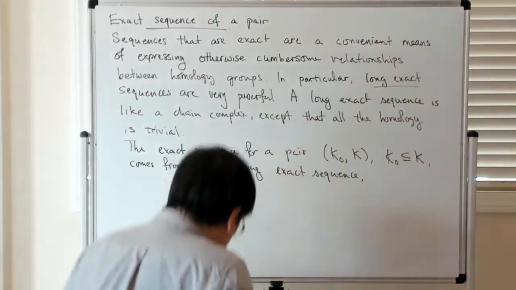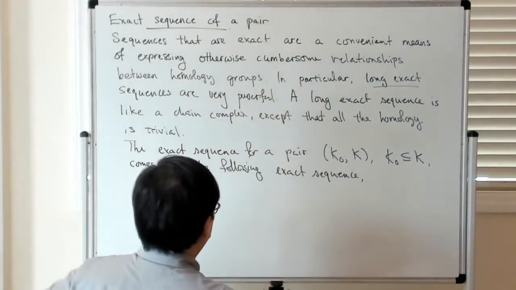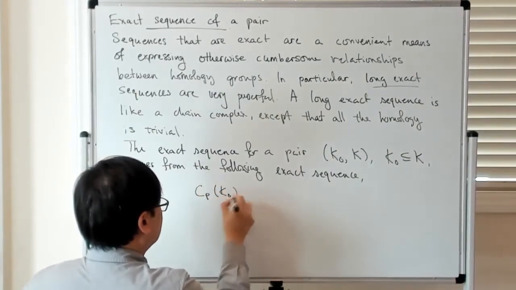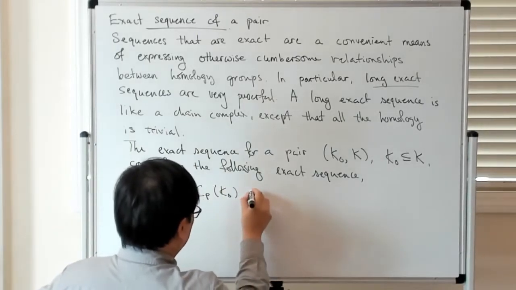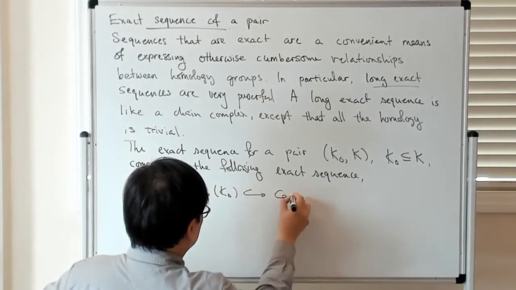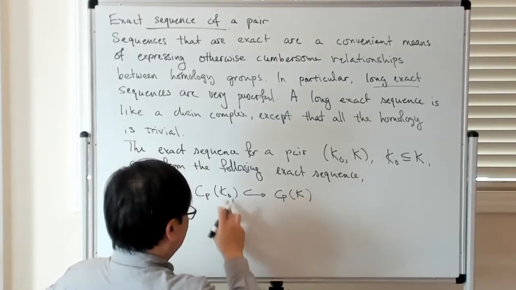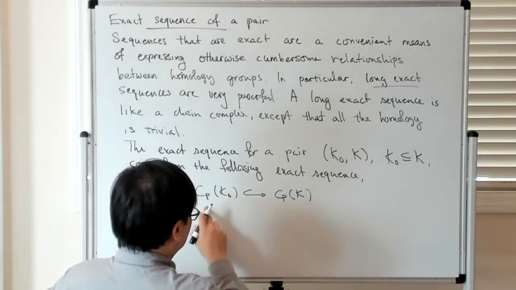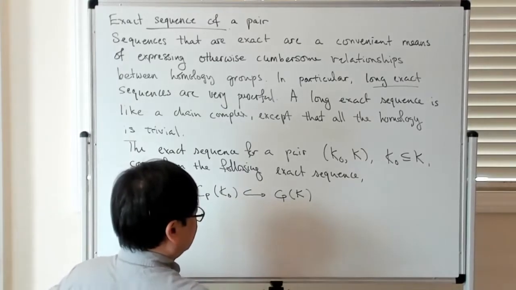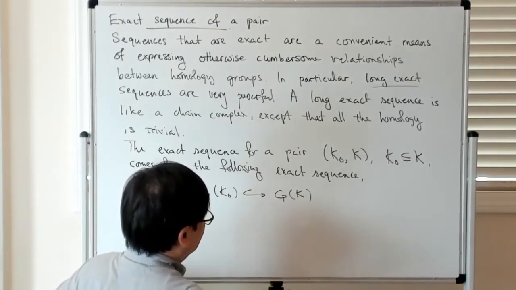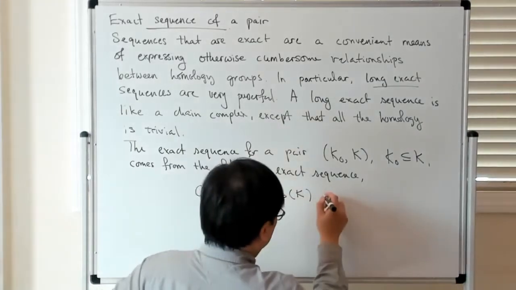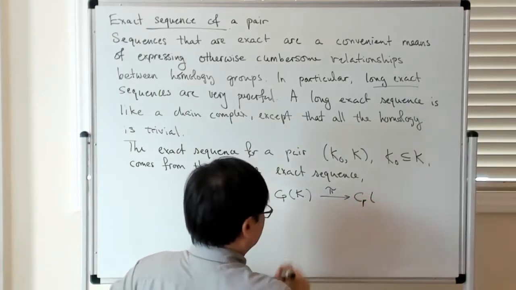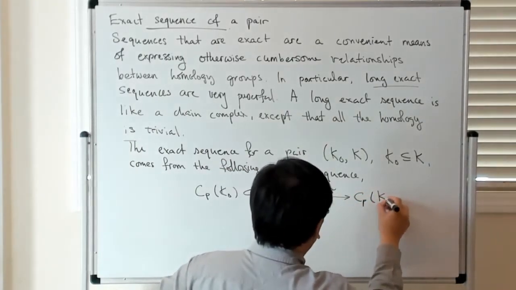So the idea is that if you look at the chain group on K0, there's a natural inclusion of this into the chain group on K, because K0 can be included into K. So similarly, the chains on K0 can be included into the chains on K. And then from this, there's a natural projection to the relative chains, K comma K0.